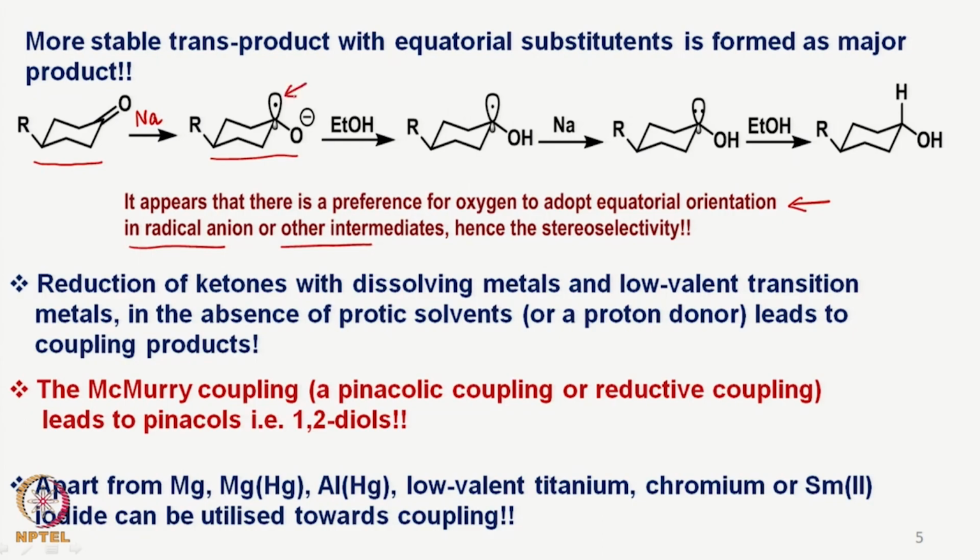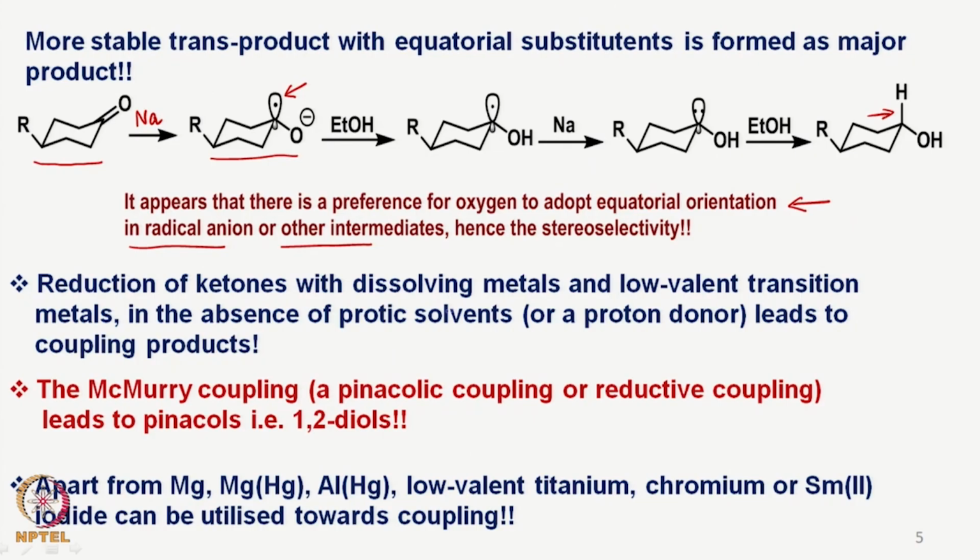orbital containing this particular radical is relatively small, and the carbon oxygen bond is a bit longer and the oxygen is bigger, and therefore it prefers to remain in an equatorial position, which then gets protonated, and then again sodium gets transferred and eventually the hydrogen comes in. So, this is the reason why in the reduction of cyclic ketones, the OH group generally prefers to come to the equatorial side.